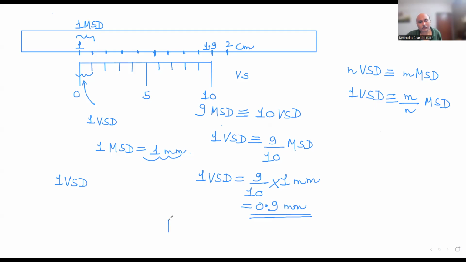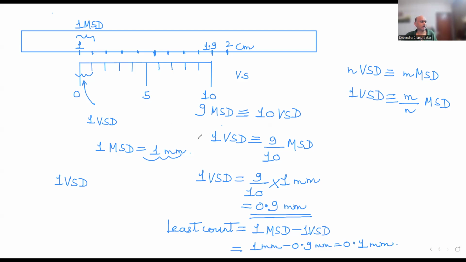So now what is the least count? So least count is always given as one main scale division minus one Vernier scale division. So in this case, it is how much? 1 millimeter minus 0.9 millimeter, which is equal to 0.1 millimeter. I hope all of you understood this. Yes or no? Yes, sir.